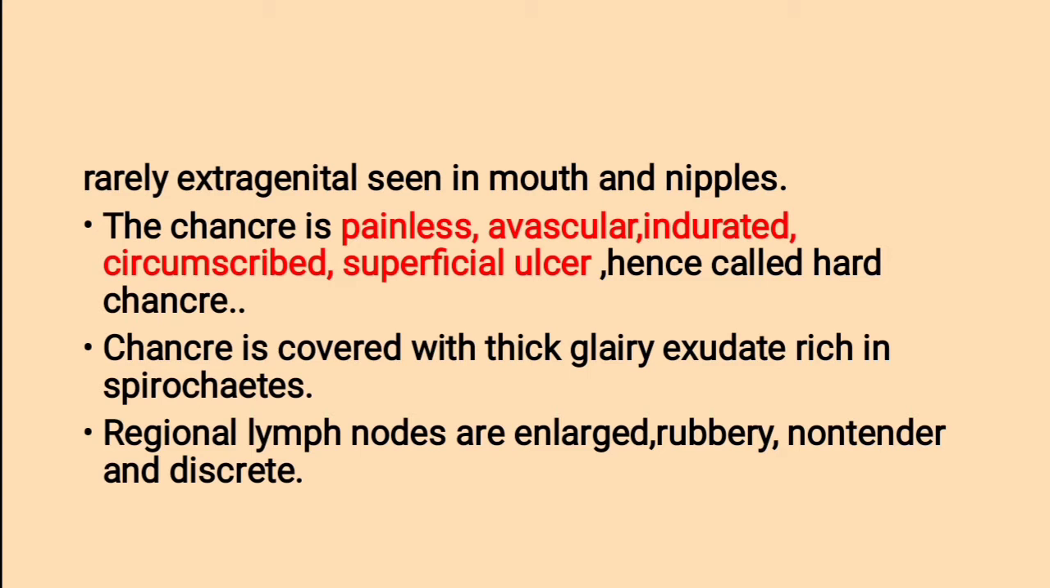The chancre is a painless, avascular, indurated, circumscribed, superficial ulcer. Hence it is called hard chancre. Avascular means lacking blood vessels. Indurated means hard. Circumscribed means round. Superficial means present on the surface. Chancre is covered with a thick gleety exudate rich in spirochetes. Gleety means something slimy. Regional lymph nodes are enlarged, rubbery, non-tender and discrete.